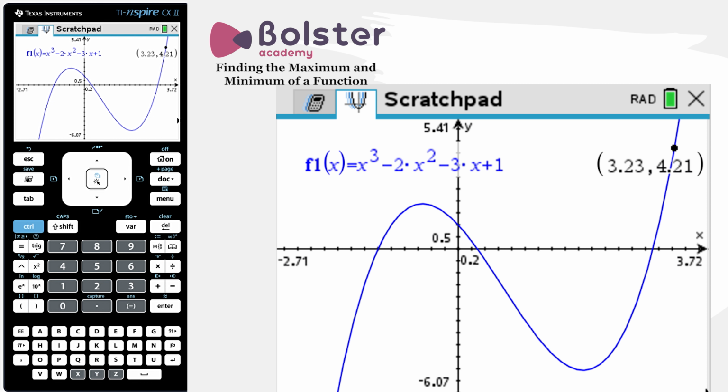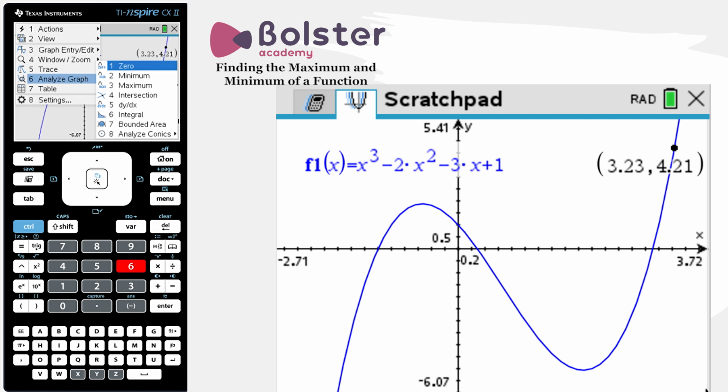Now, what has gone wrong here? What's gone wrong is that I've chosen an upper bound too far to the right of the local maximum point, and it's actually found me a point that is higher on the graph than the local maximum point. So x equals 3.23 is not actually a local max. It's not a turning point of the graph. It's just the largest value that the graph takes on between the two bounds that I chose. So if I want to find my local maximum point, I just need to be a little bit more careful when I choose my bounds.